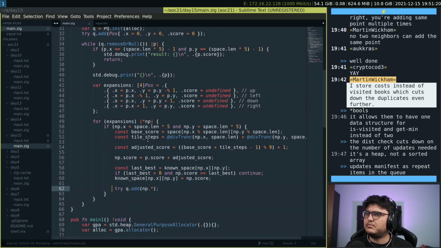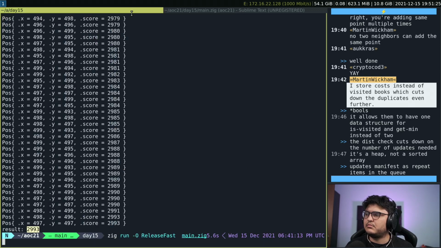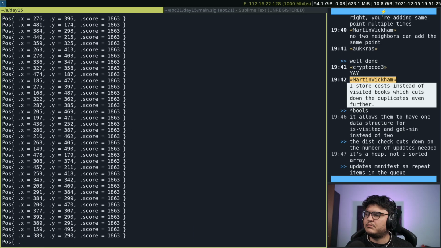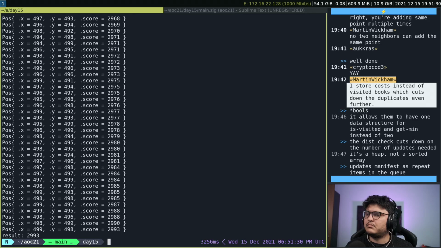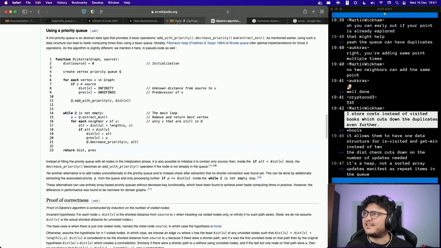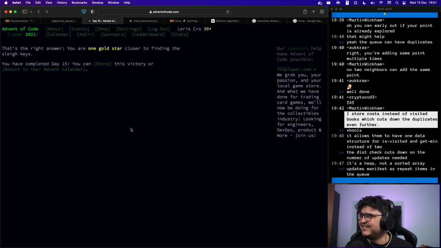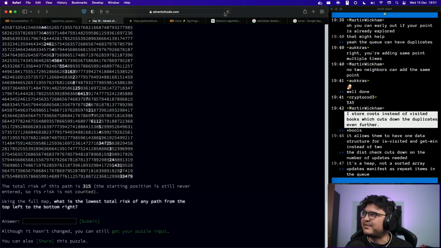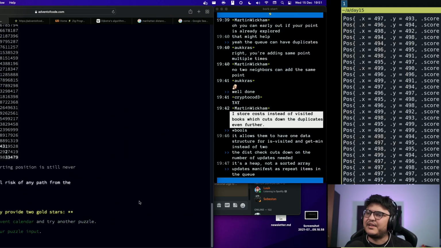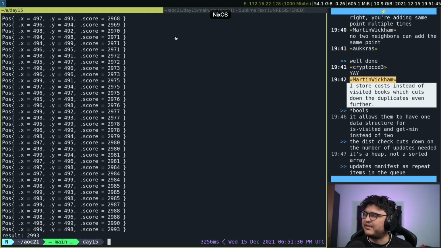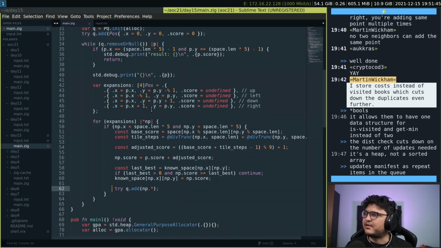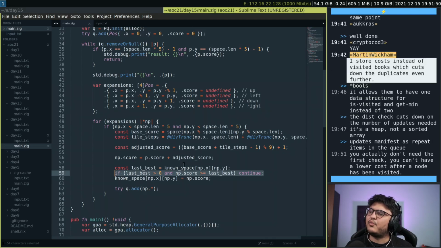Is this it? Is this the correct value? I don't remember. No, I don't think it is. Is it? Wait, refresh. 2993. Oh, yes, it is. Okay, so it's the correct value. And I think we got there even faster than earlier. So that's how they were encoding. So I wasn't doing this, and that's why I kinda needed a check in here to make things less bad.